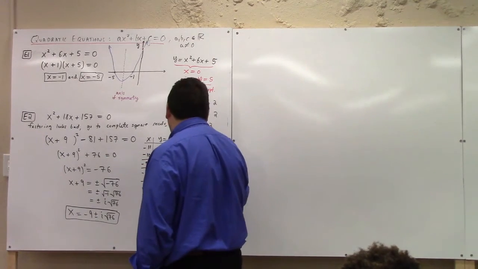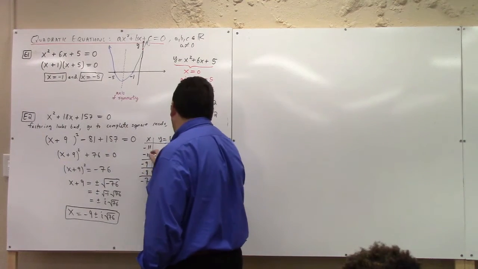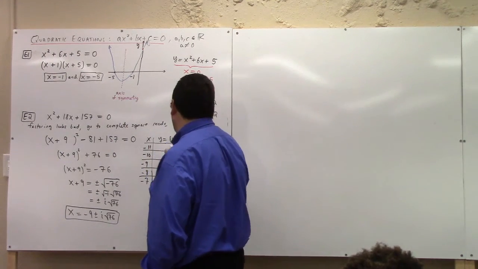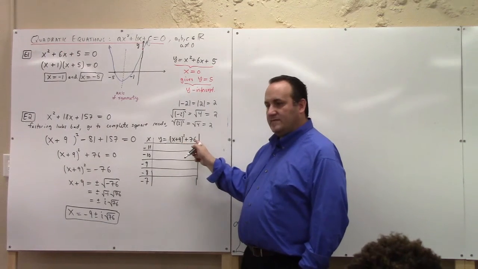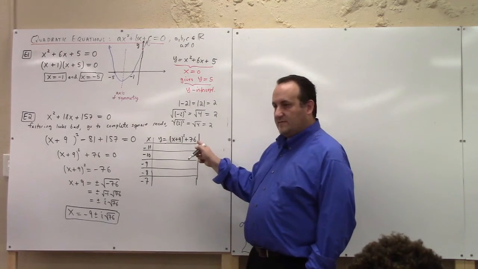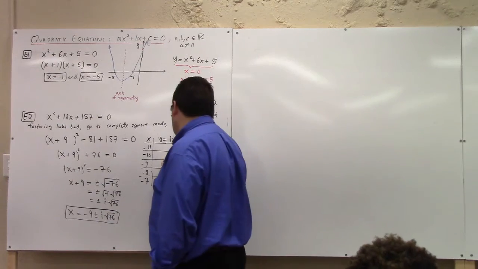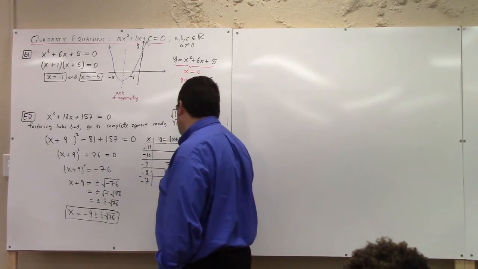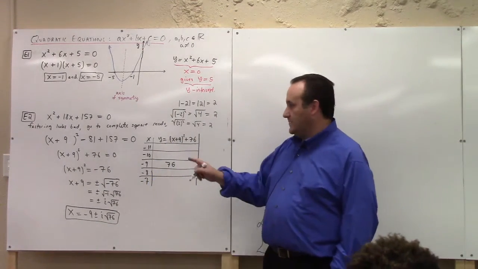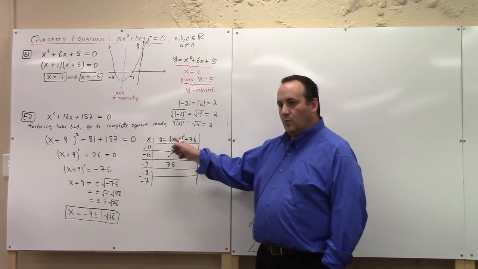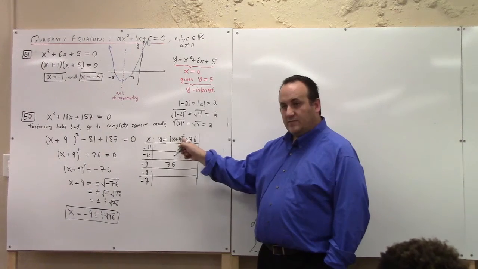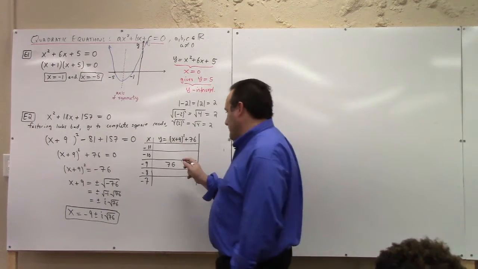What do you guys tell me the output is? You look at this formula. What happens when you put in minus 9? Plug in minus 9, you get 0 squared plus 76, right? So the output is 76 at minus 9. What happens when you put in minus 10? You get minus 1 squared, which is 1, plus 76. So you get 77 at minus 10.